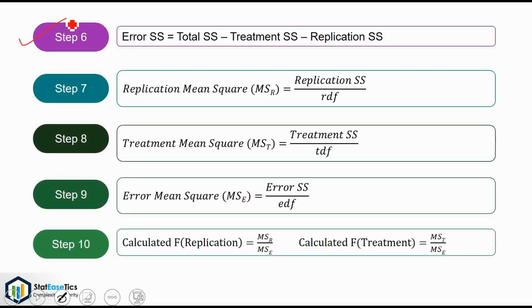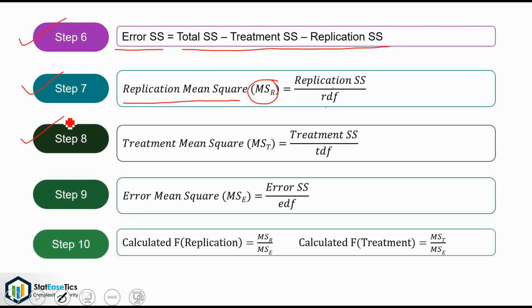Step 6 is calculation of error SS, which is equal to total SS minus treatment SS minus replication SS. Step 7 is calculation of replication mean square, that is MSR, which is equal to the ratio of replication SS to replication degree of freedom.